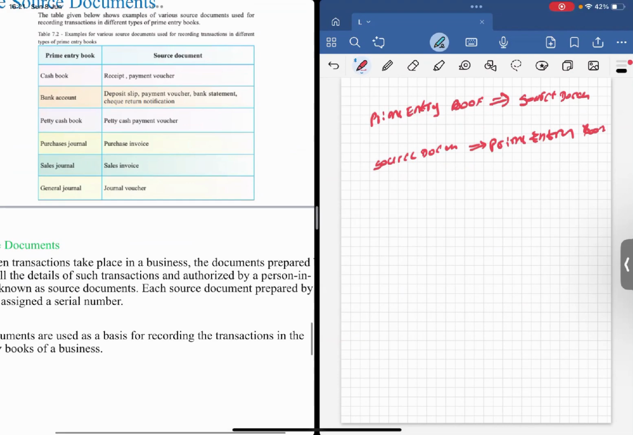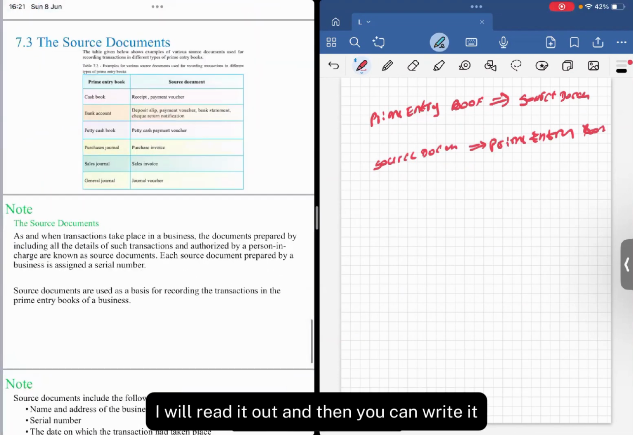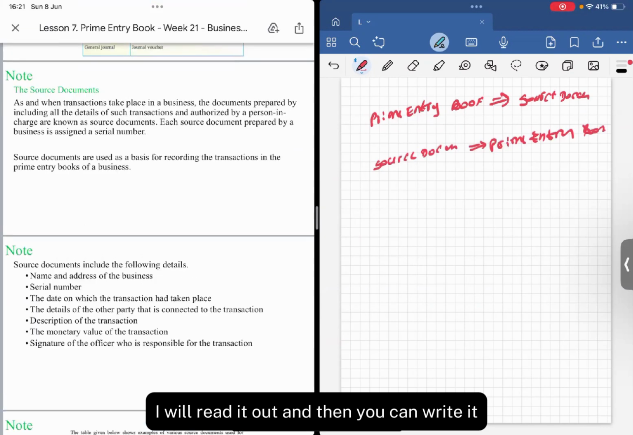So let's take a couple of minutes and write the note. I will read it out and then you can write it. Put the subheading as the source documents.